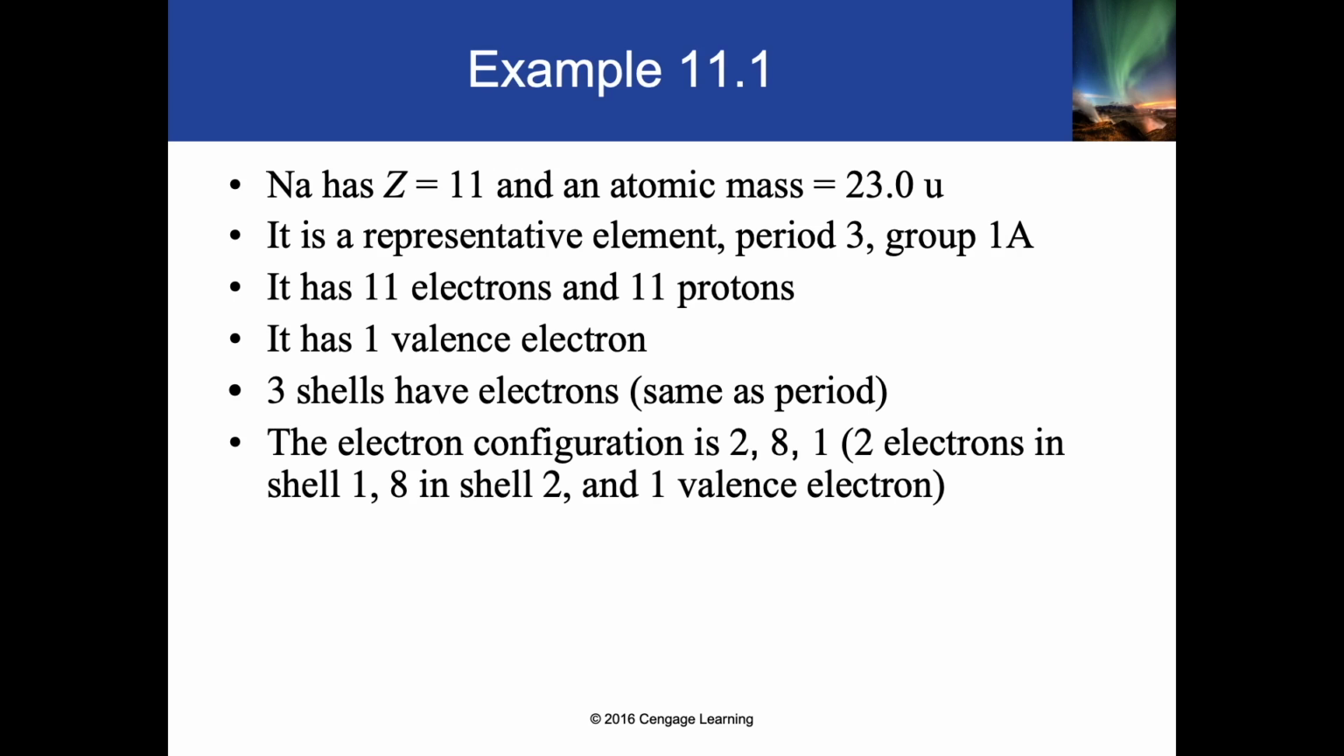Okay. So it is a representative element, of course, because it's in group 1A. It's in the third period. So it has 11 electrons and 11 protons, because its atomic number is 11. And then it has 1 valence electron because it's in group 1. And then it has 3 shells. So the configuration here is 2 electrons in the first shell, 8 electrons in the second shell, 1 electron in the last shell, the third shell. And this 1 electron right here, sodium is very happy to get rid of. So it'll give it over to chlorine, and that's how you get sodium chloride, which is salt. Okay?